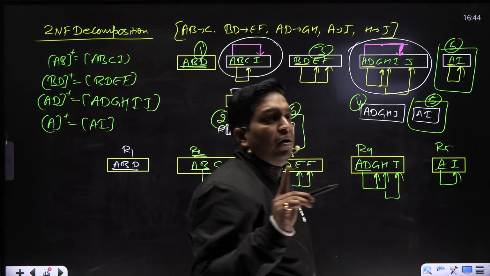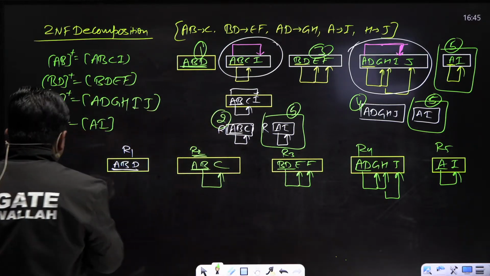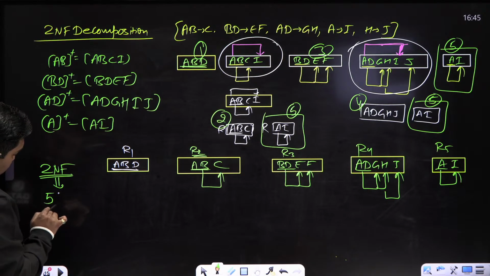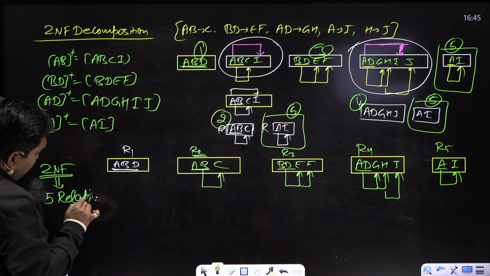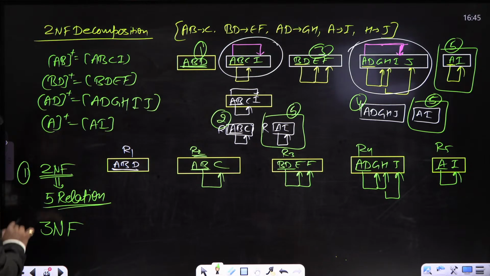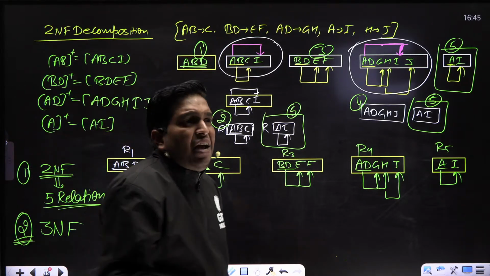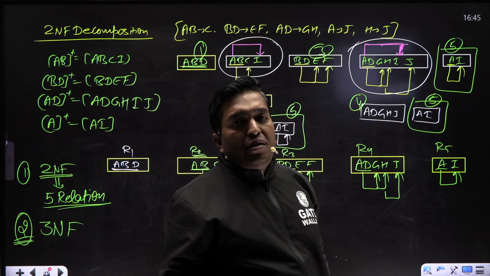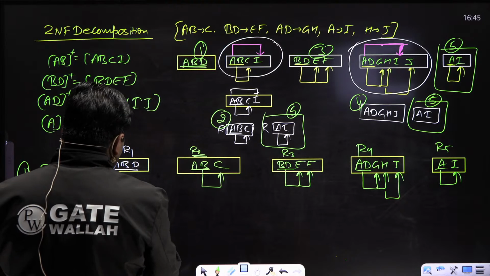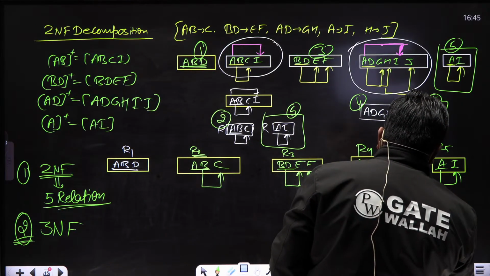Tell me one thing. For 3NF, this is 2NF. How many relations? 5. Now in the same question, if I am asking about the 3NF, then for a 3NF, what will happen? 6. Very good. Same table. You can see here only one table is decomposed.